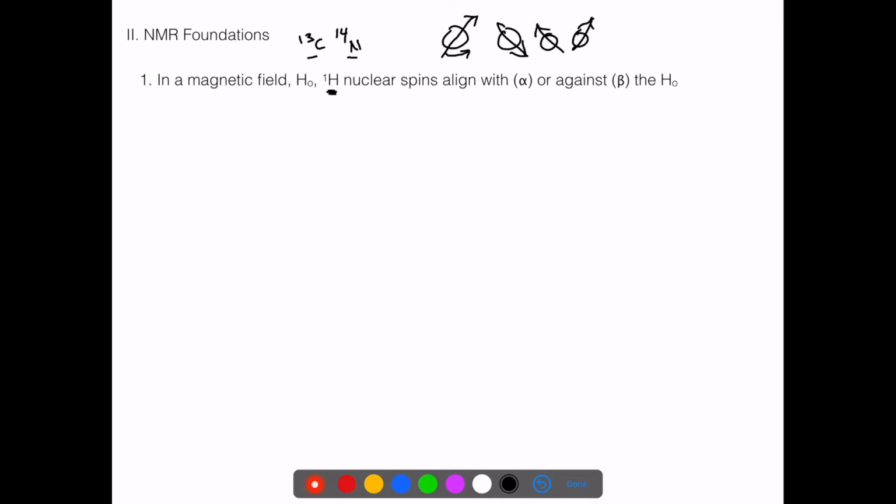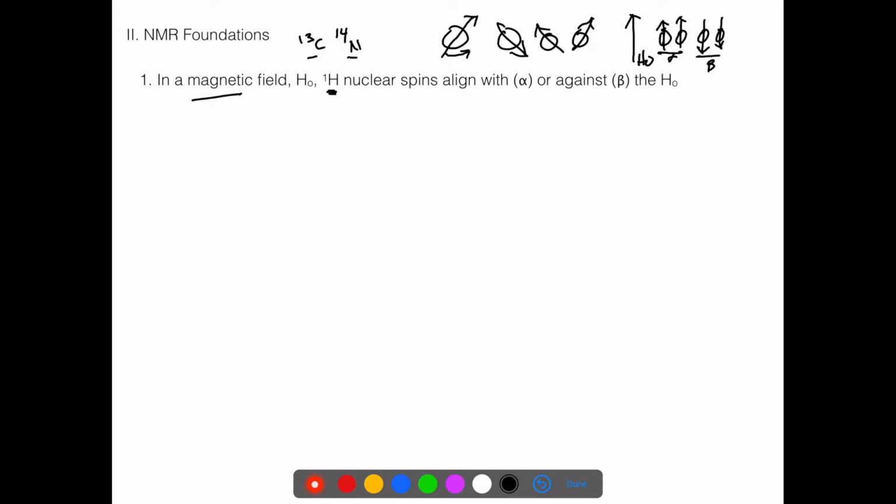So if you had a whole bunch of hydrogens, however, if you stick them into a magnetic field, we'll just call this the H0, these guys would either line up with the magnetic field, which we call alpha, or against it. They go in the opposite way, which we call beta. So these 2 are alpha, these 2 are beta. And because in this magnetic field they line up either with or against the magnetic field, we can actually then tell something about them and also observe that signal.